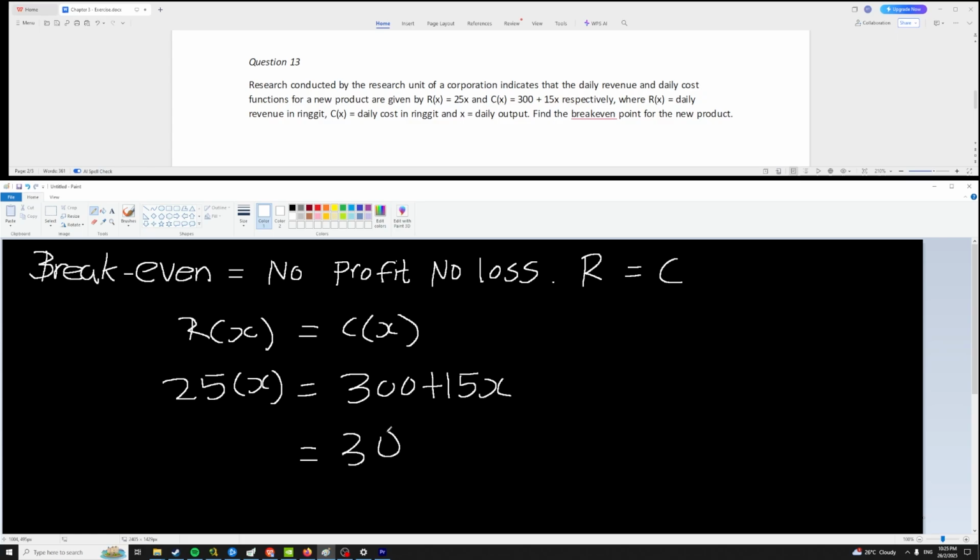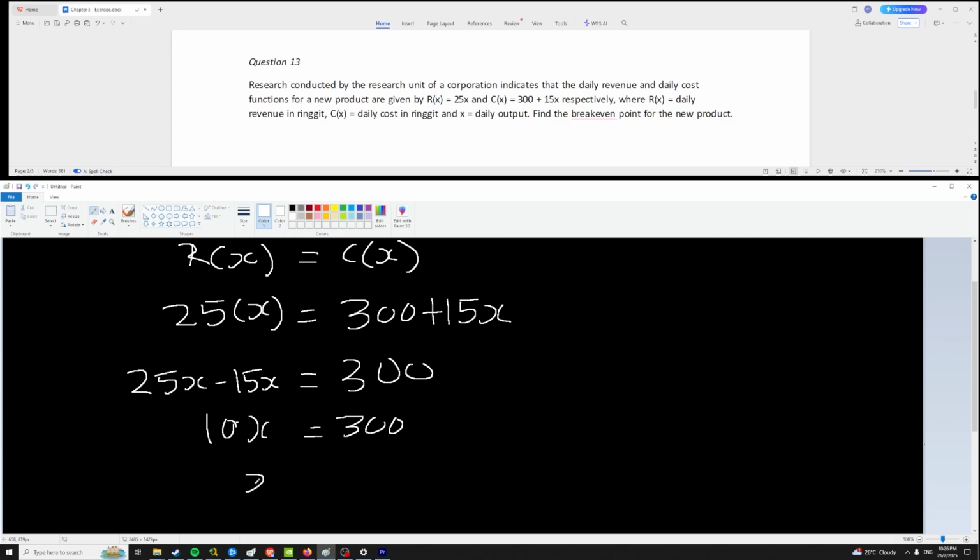So 300 is 25x. This one goes over as a divide, so it is 30. Therefore the break-even is 30 units a day. So that is the answer and also the calculation for question number 13.